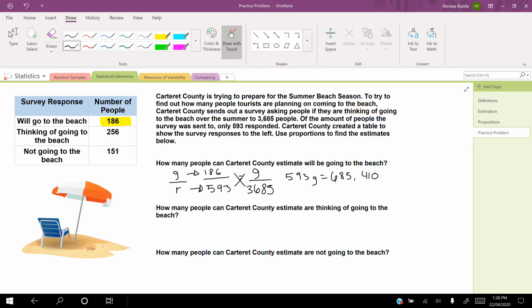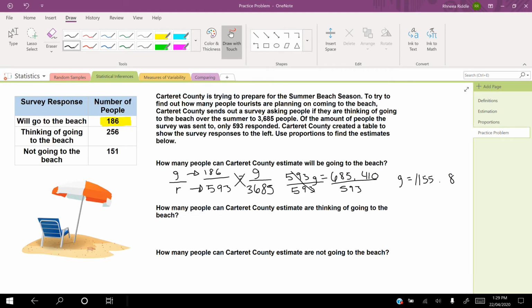685,410. And we want to undo what's happening to this G, which is multiplication. So we're going to divide. So 593 on both sides. And when we do that, this 593 crosses out, leaving us with G. And we're going to divide that 685,410 by 593. And when we do that, we get a large number of 1,155.8.